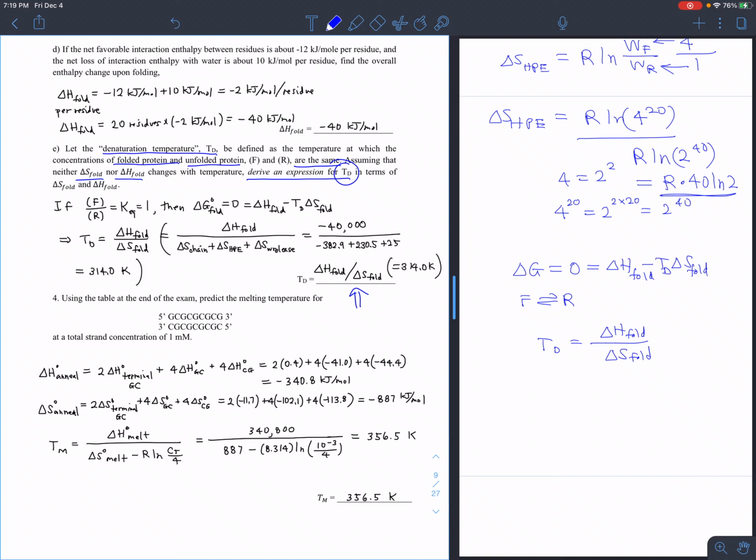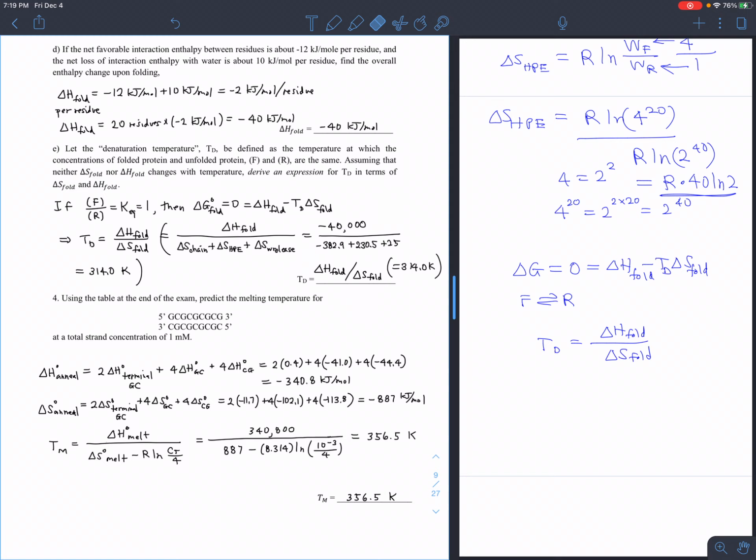However, since we have the numbers from above, I plug the numbers in. It's 40 kilojoules per mole minus 40 kilojoules per mole for delta H. And I summed up all 3 contributions from delta S in the denominator here, and that gives a melting temperature of 314 K, which is reasonable. Of course, I adjusted all the numbers so it would be reasonable, so that's not surprising.